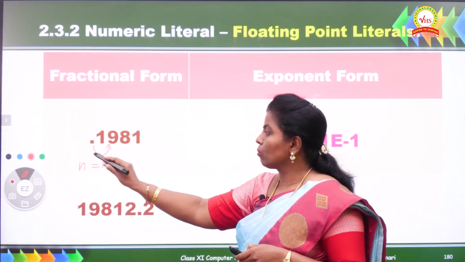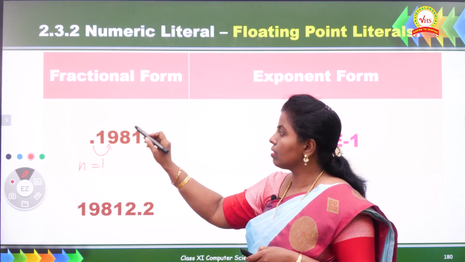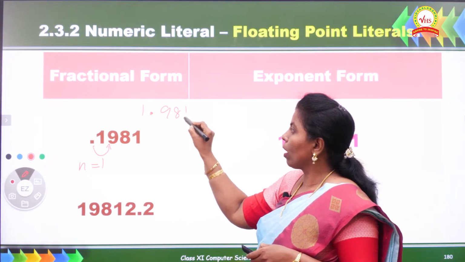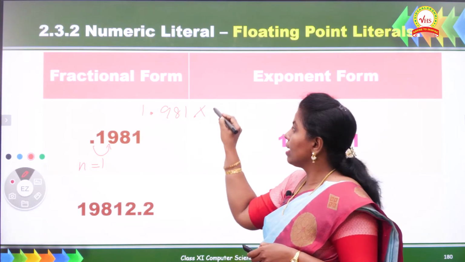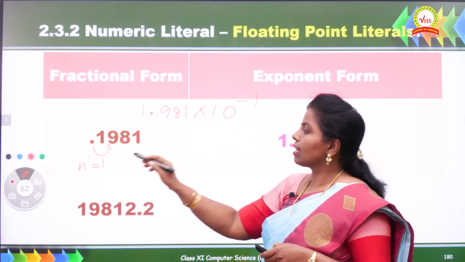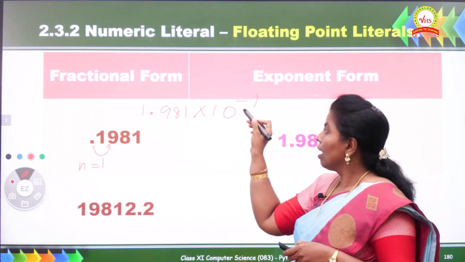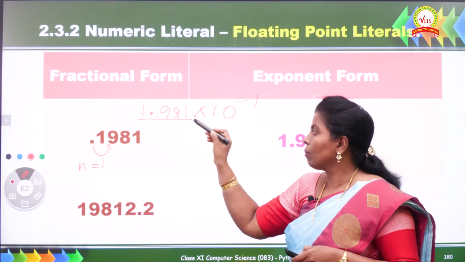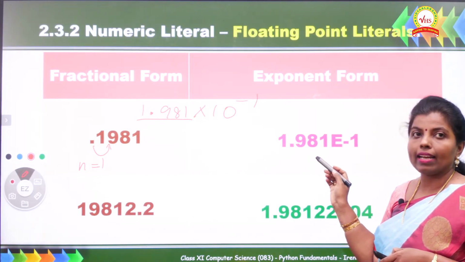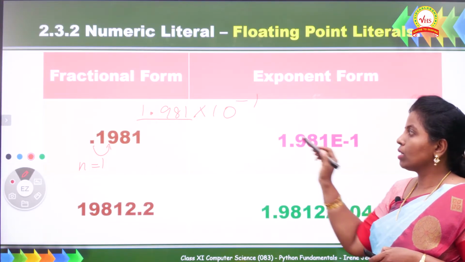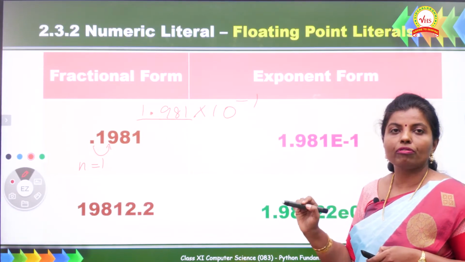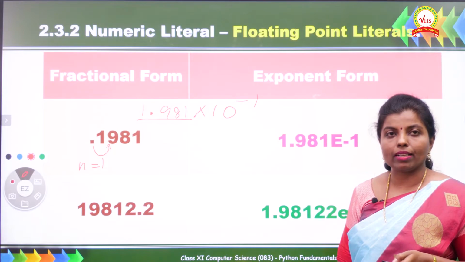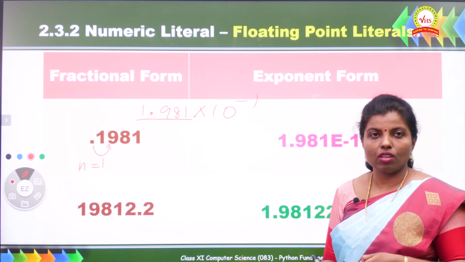After moving the decimal point after the first digit, it is going to become 1.981, multiplied by 10 power minus 1. As I have moved towards the right direction, I am going to represent it as 10 power minus 1. That is why the entire number is written as 1.981 E minus 1. Here the power of 10 is minus 1. The exponent can also take the form of minus 01, that is also acceptable.